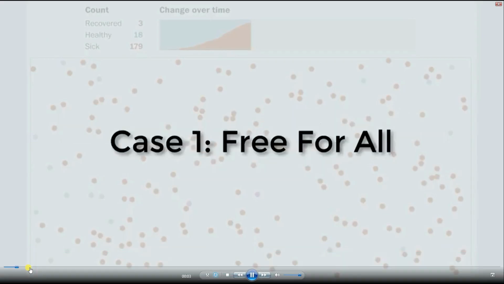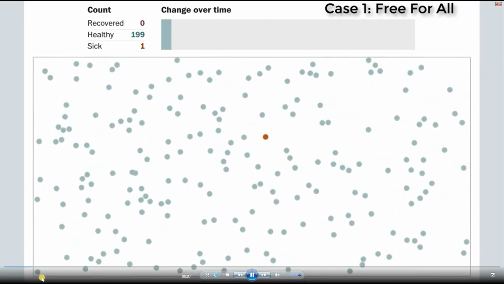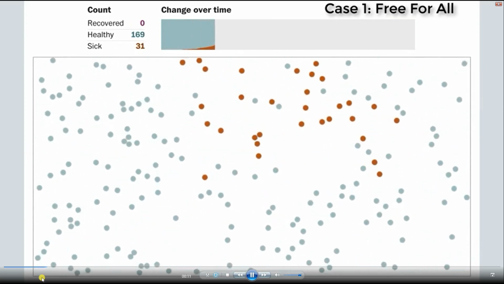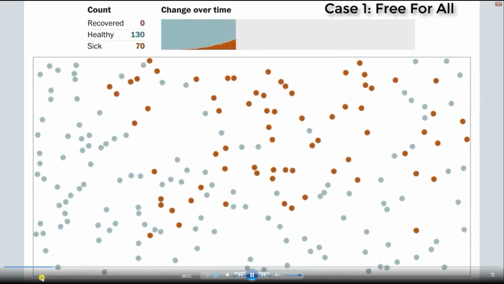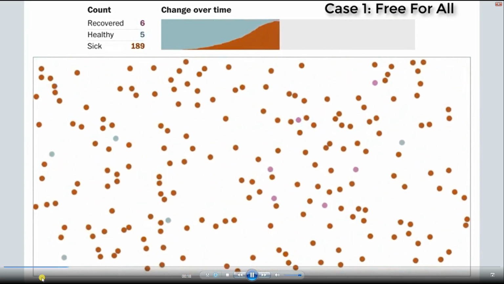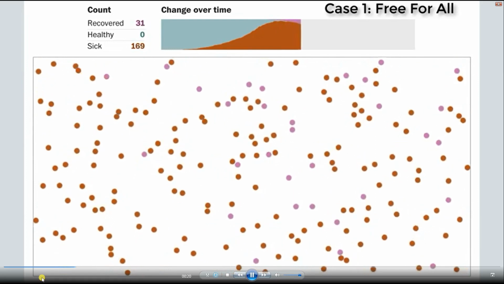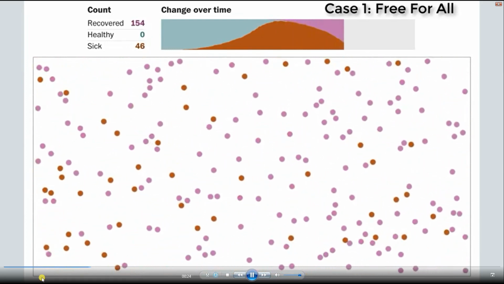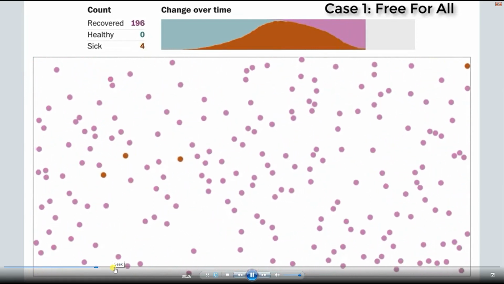So what really happens here, when it's a free-for-all, in this simulation this brown dot is an infected person, and these blue dots are the ones that are healthy, and they get infected really rapidly. You can see how fast these brown dots can overtake the system, and a few of them will recover, but the health system is overwhelmed by this, right, because this is out of control.